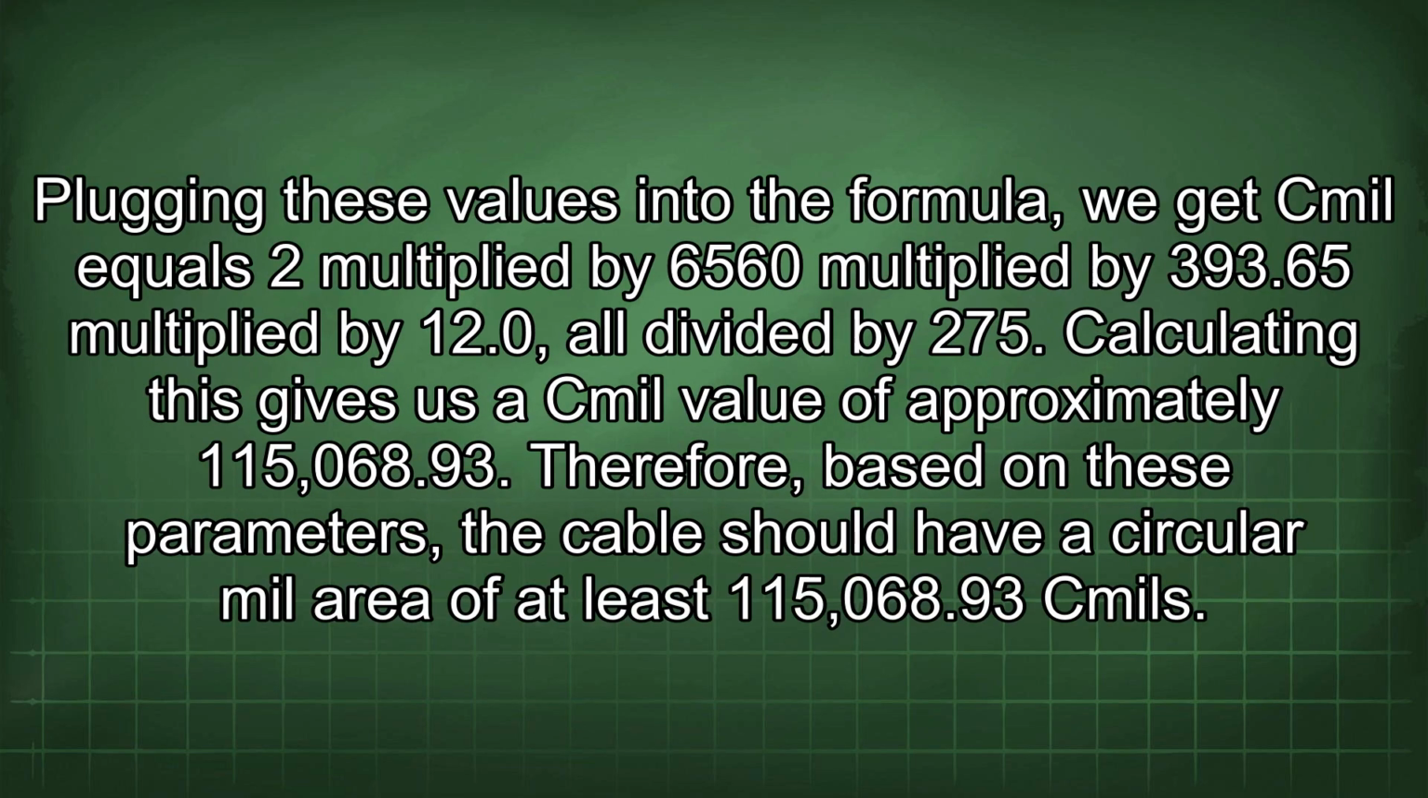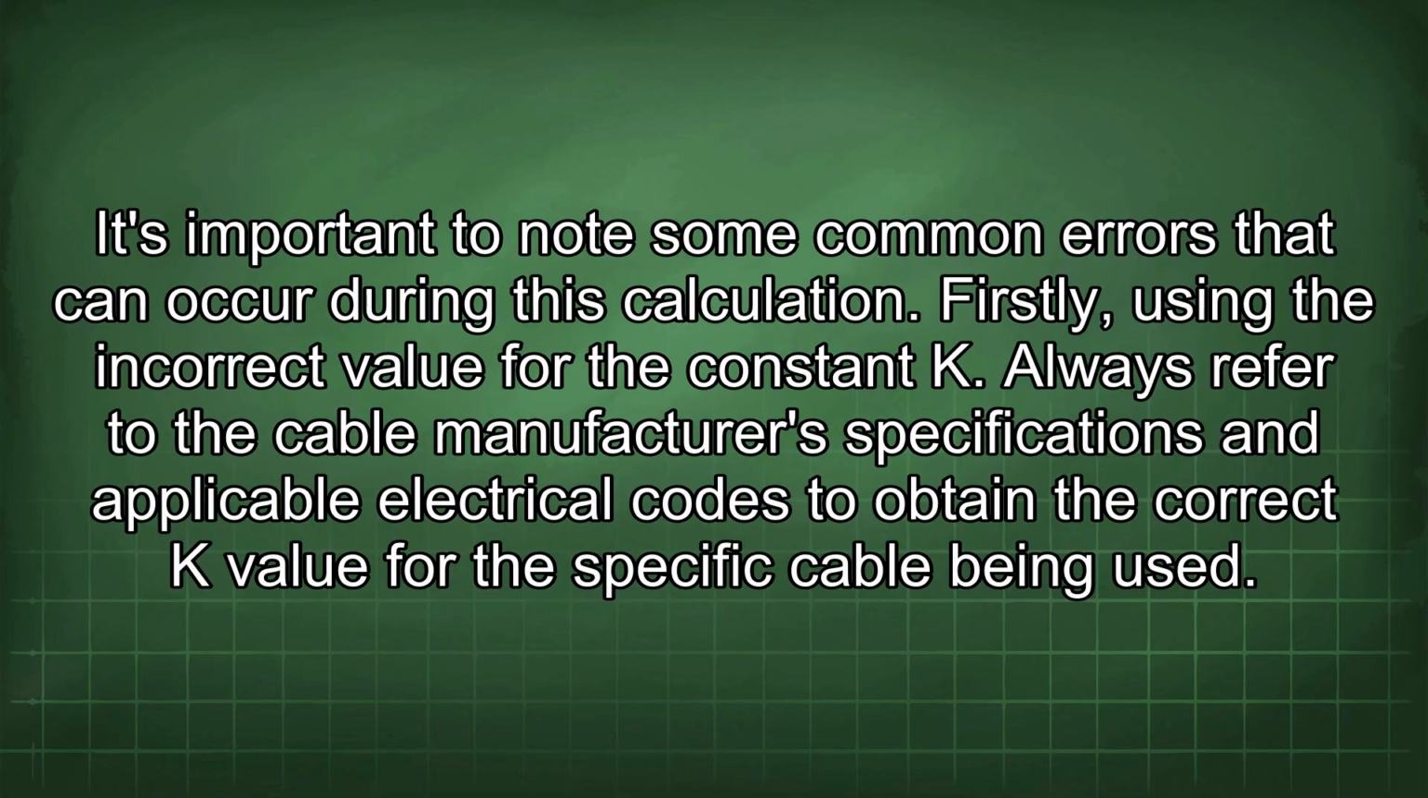Plugging these values into the formula, we get Cmil equals 2 multiplied by 6,560 multiplied by 393.65 multiplied by 12.0, all divided by 275. Calculating this gives us a Cmil value of approximately 115,068.93. Therefore, based on these parameters, the cable should have a circular mil area of at least 115,068.93 Cmils.